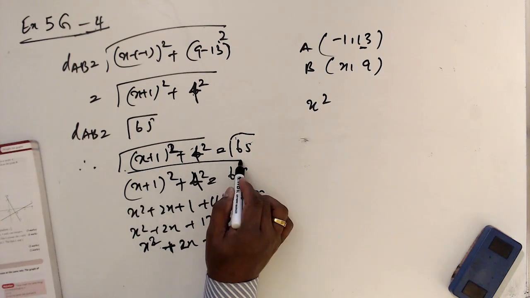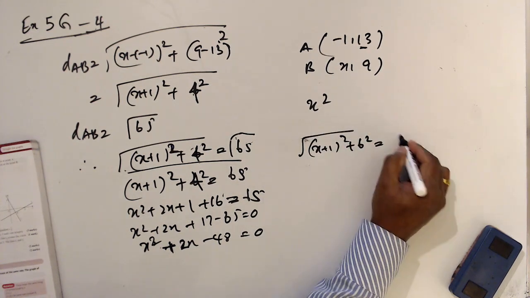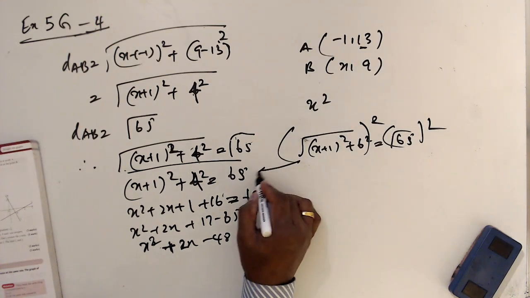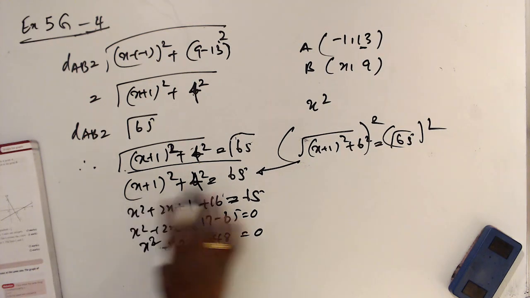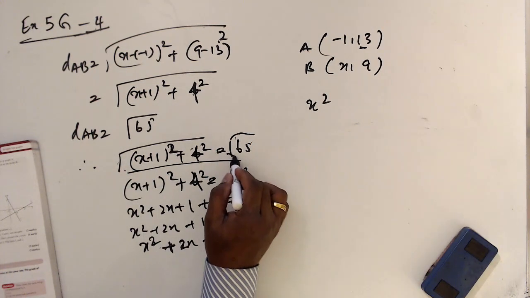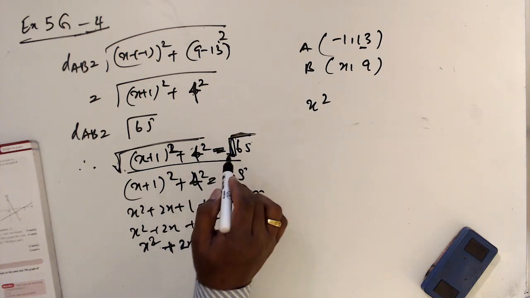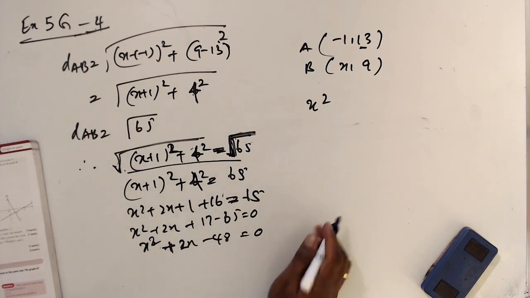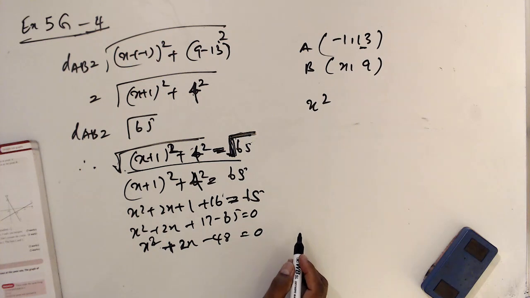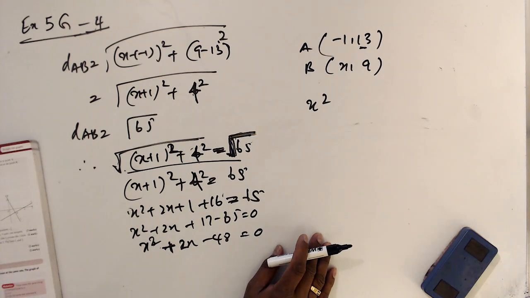Let me explain from here. I square this one, (x plus 1) squared plus 6 squared, square root. This is 65 squared. Then I square both sides, and then you will get this answer. But I didn't write that square part. Anybody can think that, okay, I dropped this because the square root is available on both sides. But what I really did is square both sides, and as a result it becomes this.